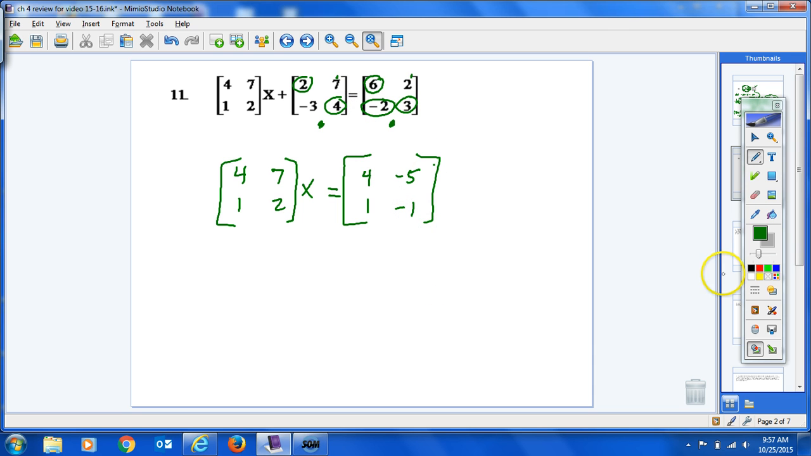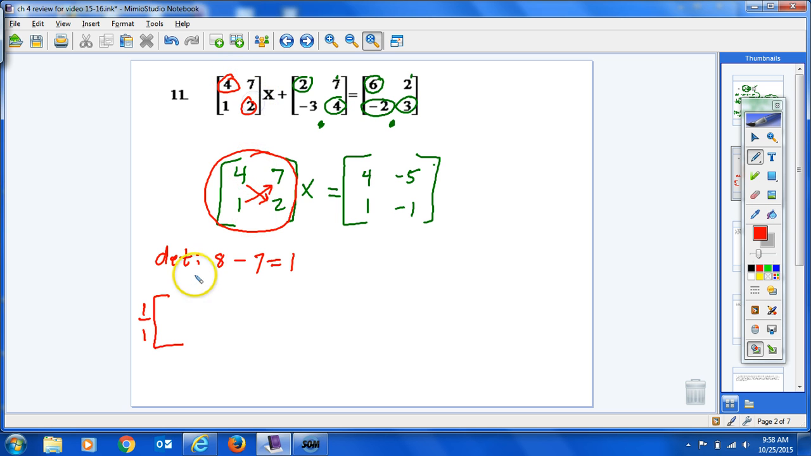Okay, well at this point we have a very similar problem to what we just did. We're going to find the inverse of this matrix being multiplied times x, which means we first find the determinant. 4 times 2 is 8, minus 1 times 7, which is 7. The determinant is 1, so we know an inverse exists. So here's how we find it. 1 divided by the determinant. And now remember, we're going to change this up a little bit. We're going to switch places with the 2 and the 4, and we're going to change the signs of the other two numbers. And since we're multiplying by 1, it makes finding the inverse very easy.